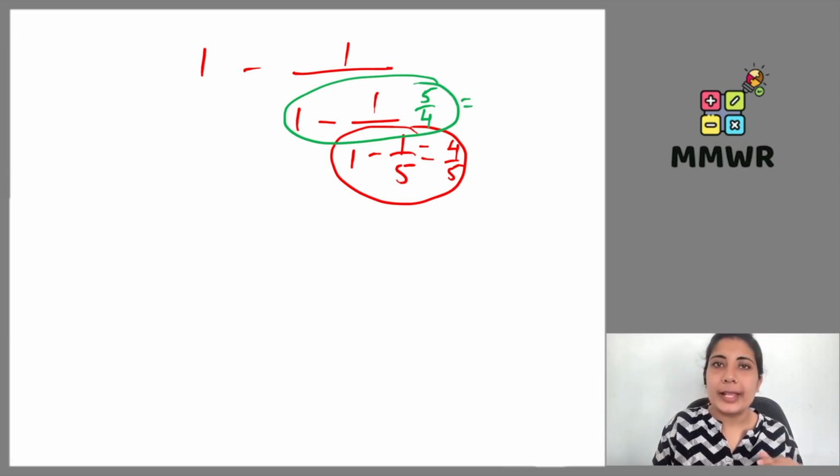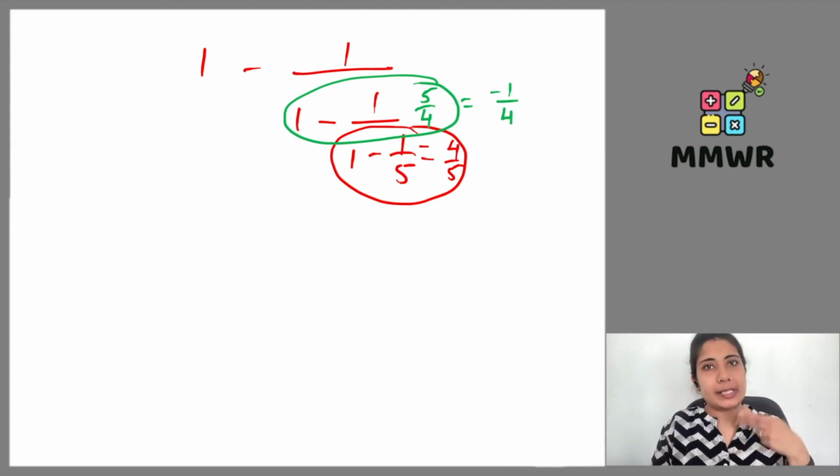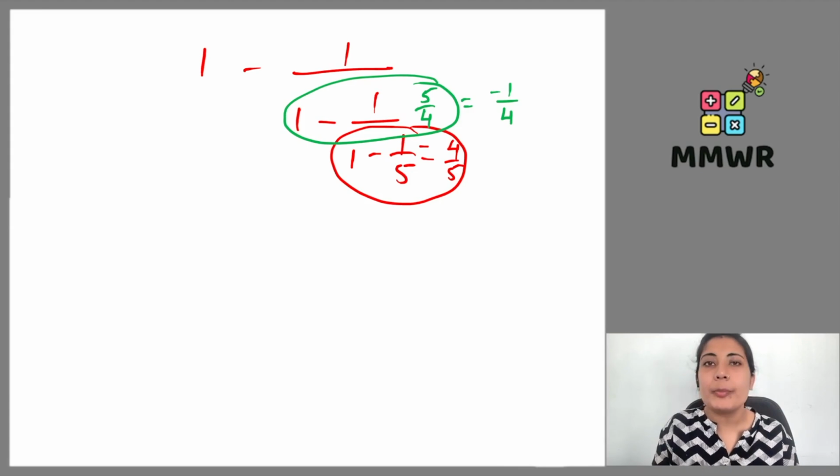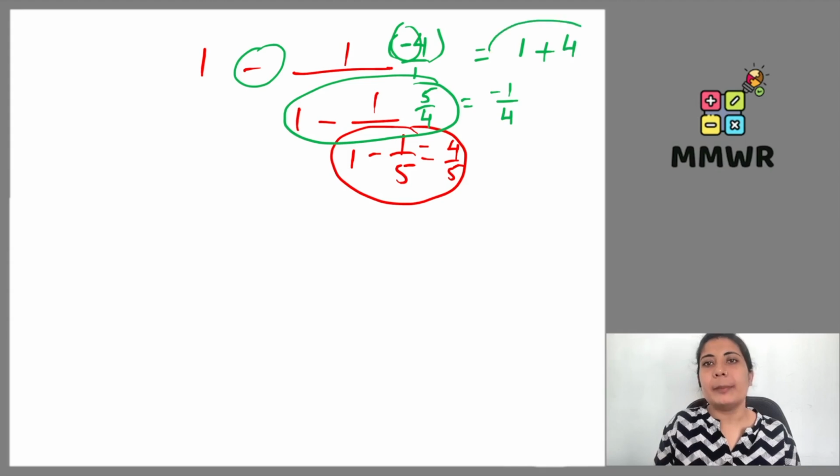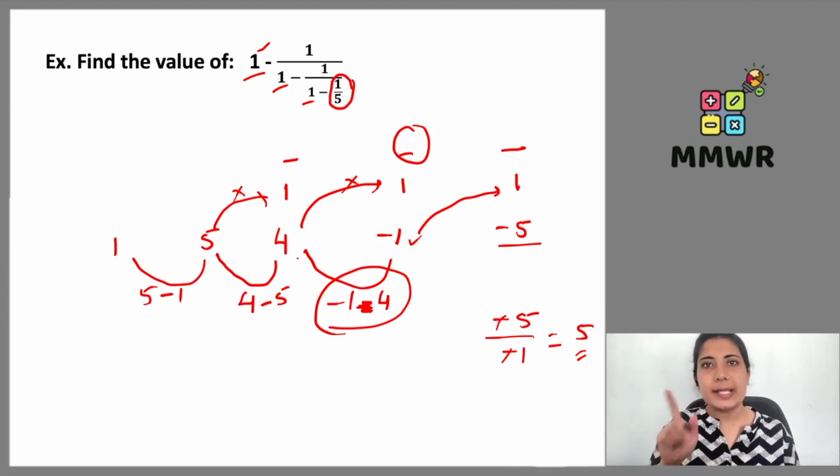1 minus 5 upon 4 will become 4 minus 5, which is minus 1 upon 4, right? Now minus 1 upon 4, we will take its reciprocal because it is coming into the denominator of 1. So 1 minus 1 upon minus 1 upon 4 will become 4 upon minus 1 or minus 4 upon 1, right? Which gives me 1 minus minus will become plus, and 1 plus 4 is 5. So from here also we got the answer 5, with this process also we got the answer 5.